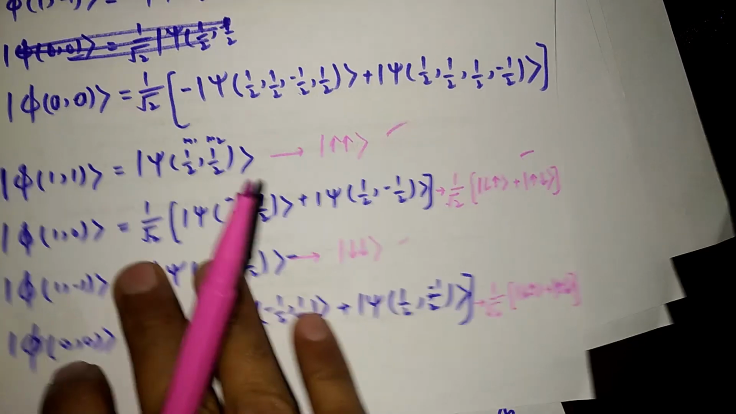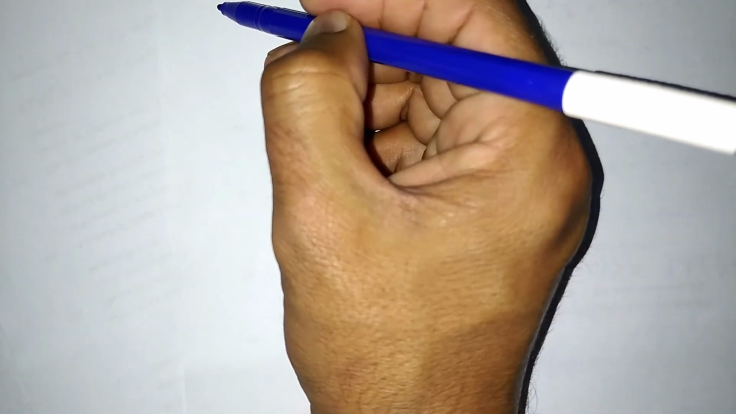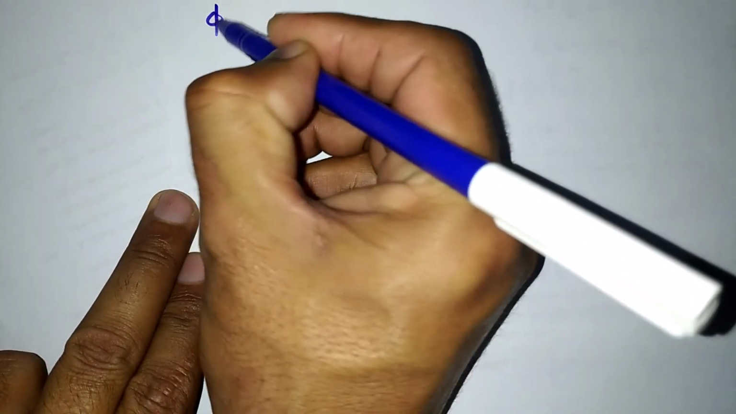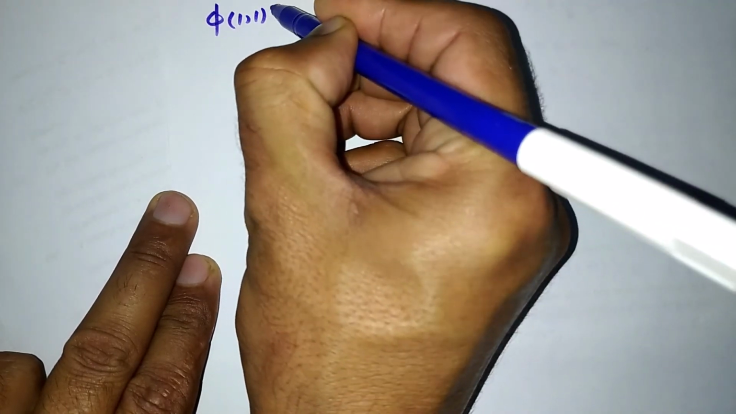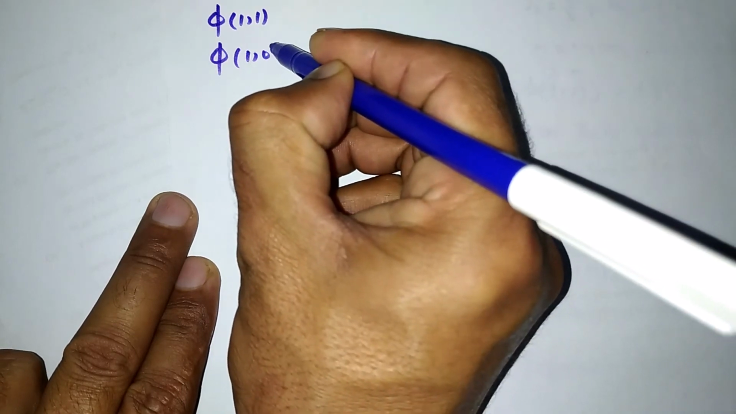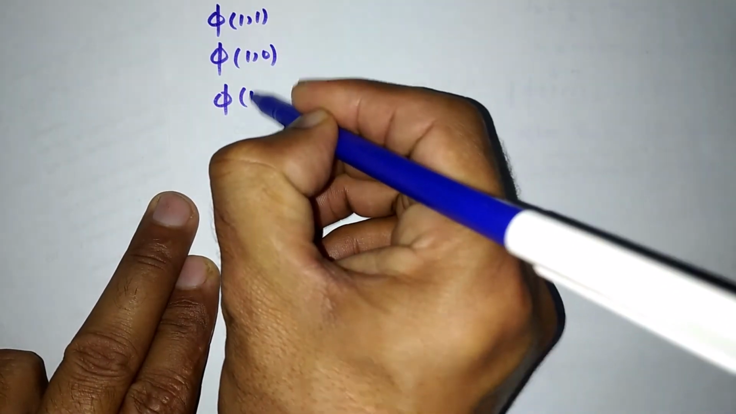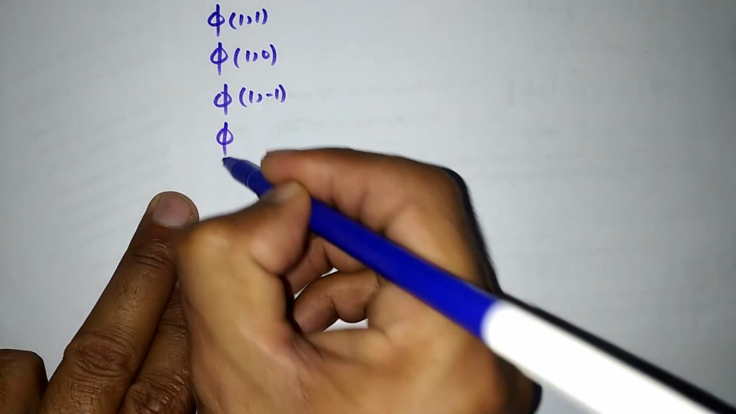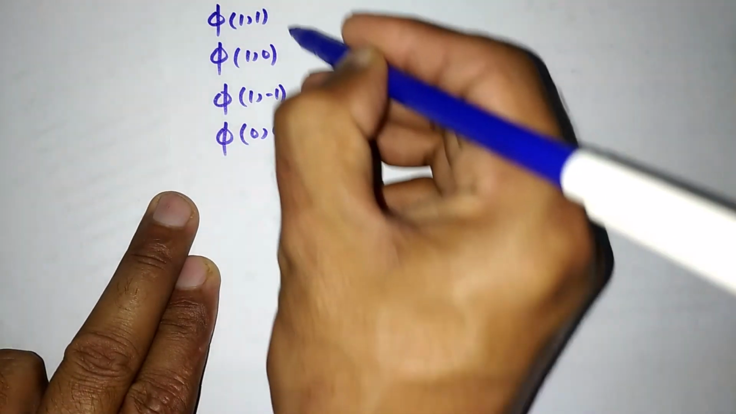Finally, I also write down this in the form of a matrix, a column matrix, this is phi 1 1, phi 1 0, phi 1 minus 1, and phi 0 0.